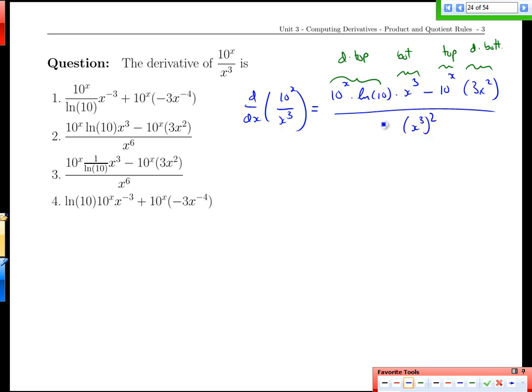Okay. And actually from that line right there, if we just notice that the denominator can be written as x to the 6th, we can look down and go 10 to the x ln 10, x cubed, minus 10 to the x 3x squared all over x to the 6th. The correct answer is 2 here.